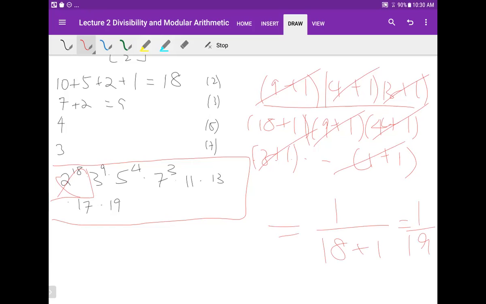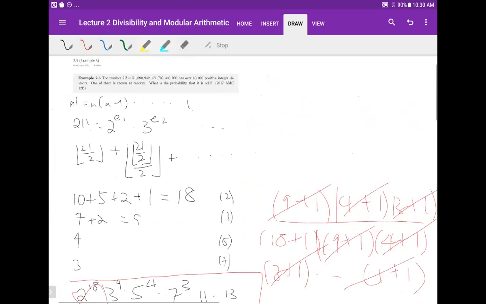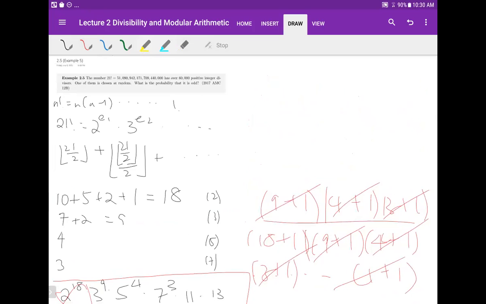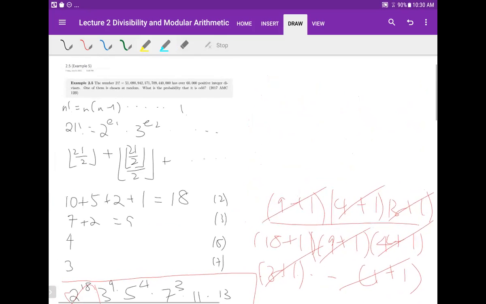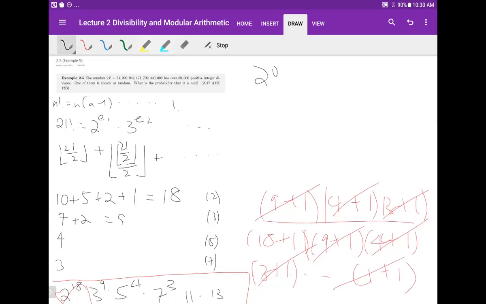But we have a more optimal way of solving this problem, right? So what we can do instead, let's go back to the top, right? So it says, one of them is chosen at random. What is the probability that it is odd? Now, the first thing that we do is we know that if it does not contain a power of 2, then it's odd, right? And then we also know that the factors of 21 factorial can take on the form 2 to the 0 times some set of numbers, right? 2 to the 1 times some set of numbers, 2 squared times some set of numbers, right?